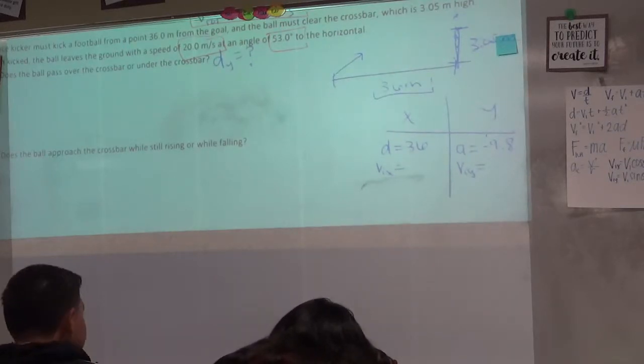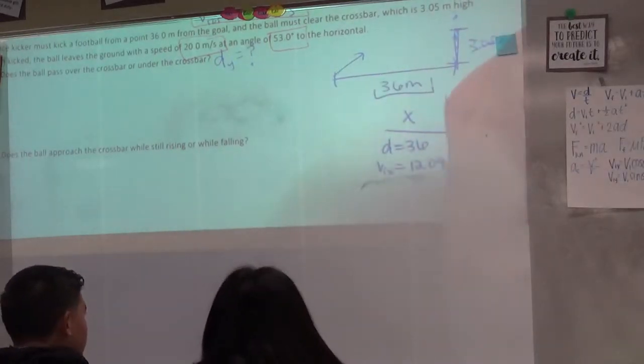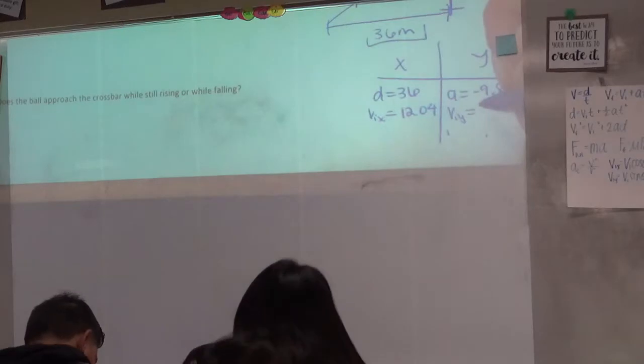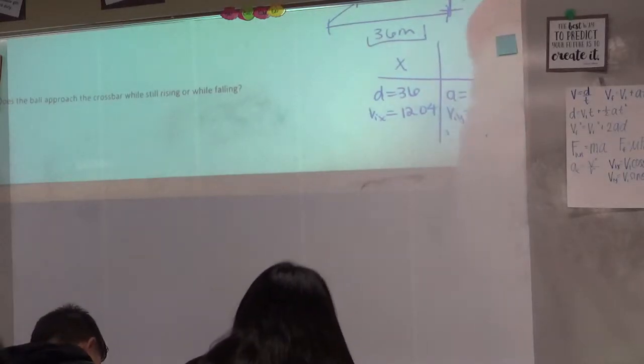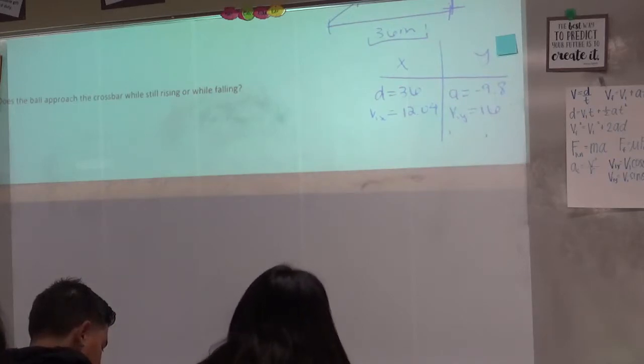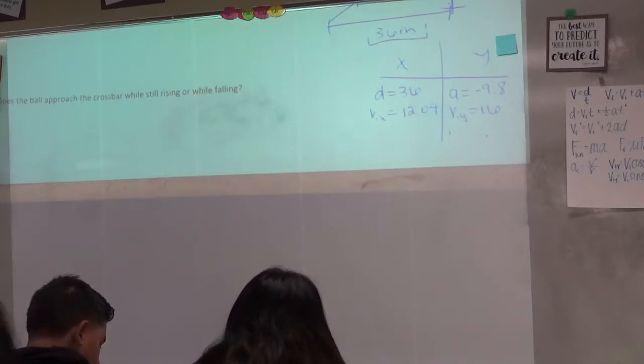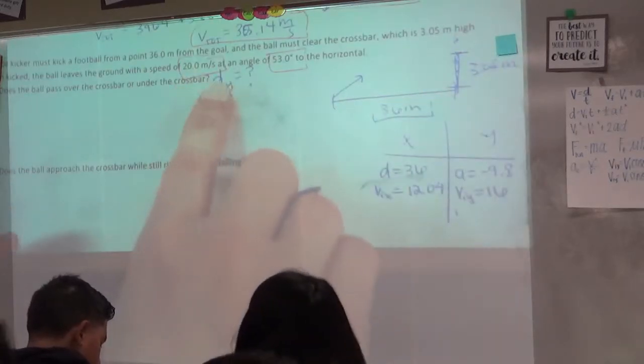What's your x initial velocity? 12.04. And for y? 16? Yeah, I have like 13.99, but that's fine. We'll use 16. All right, I need your focus, guys. We said end goal, we want to know the y distance, correct?